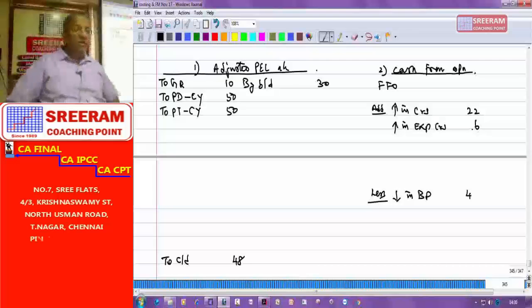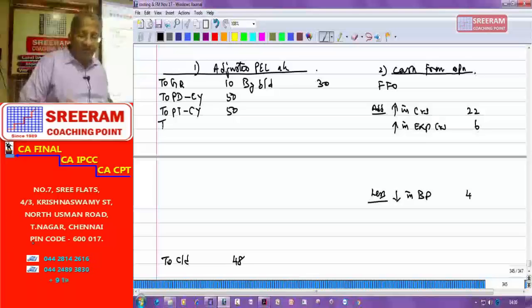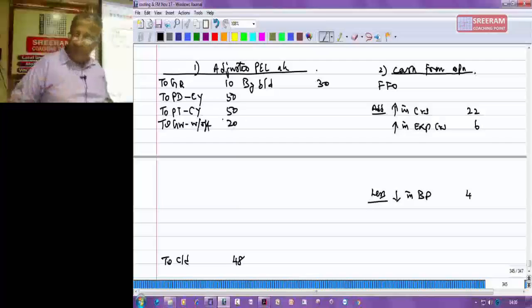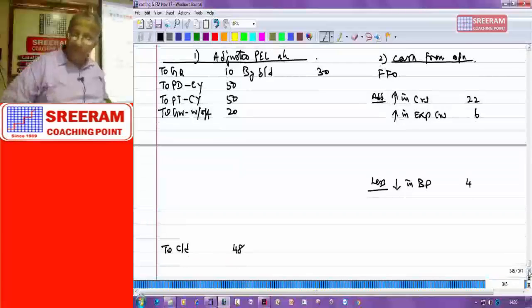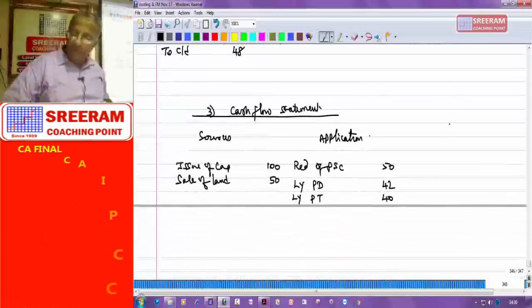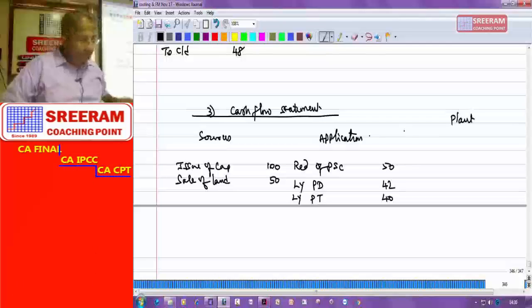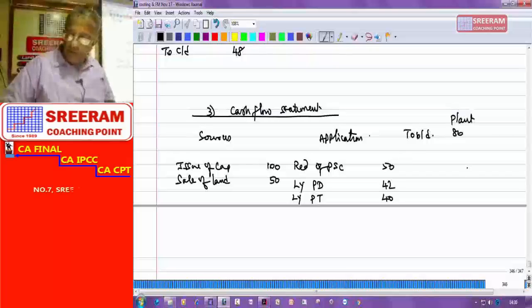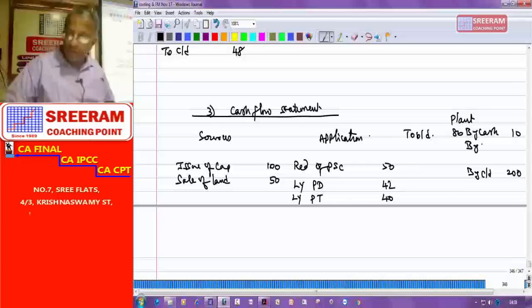Asset side, goodwill got reduced. Where do we take up this goodwill reduction? Goodwill written off. How much? 20. Land we have already taken up. Plant account we will open. To balance brought down 80, by carried down 200, by cash 10, by P&L 2, by depreciation 10,000 to cash.